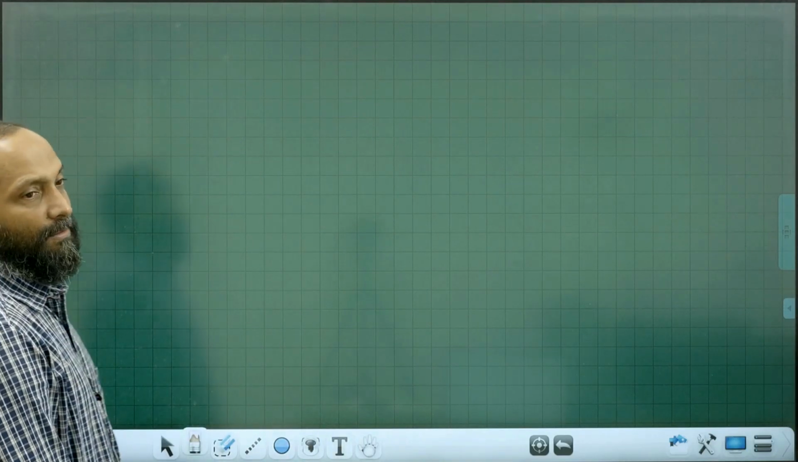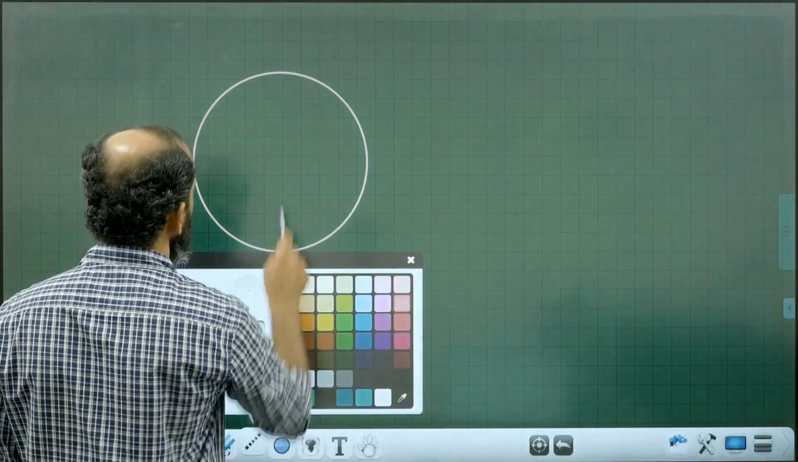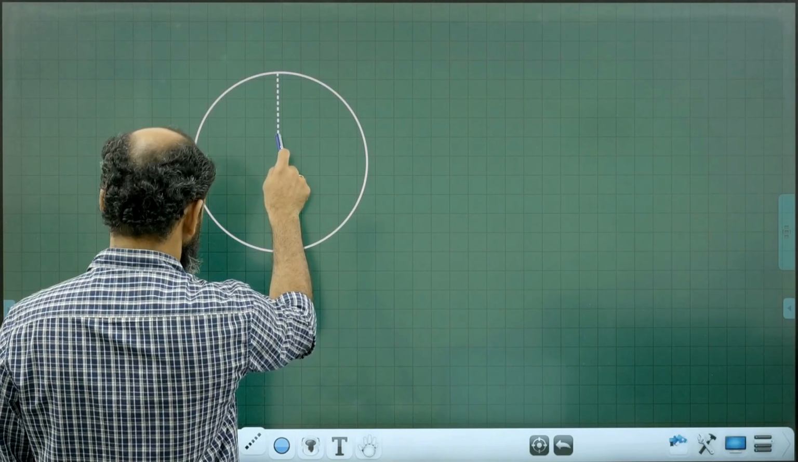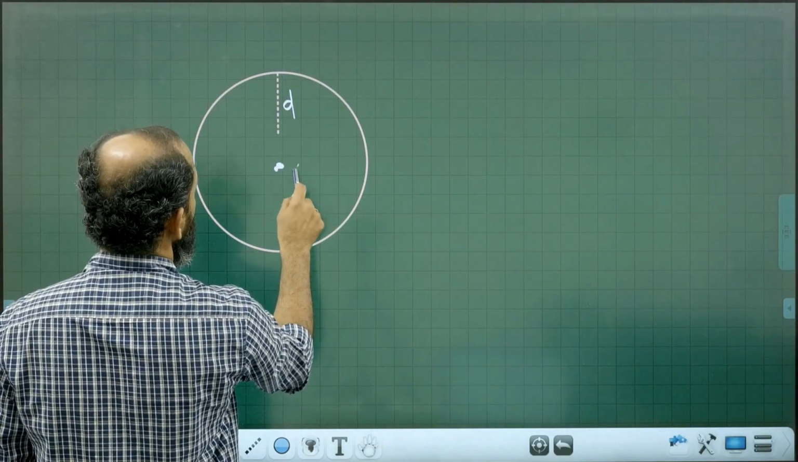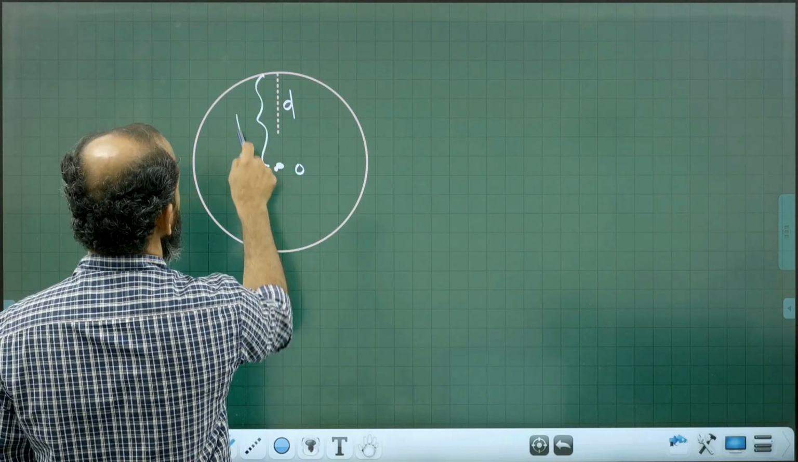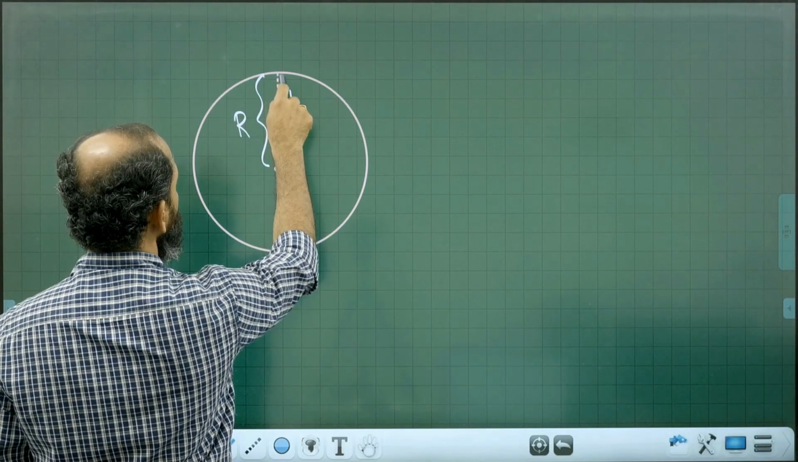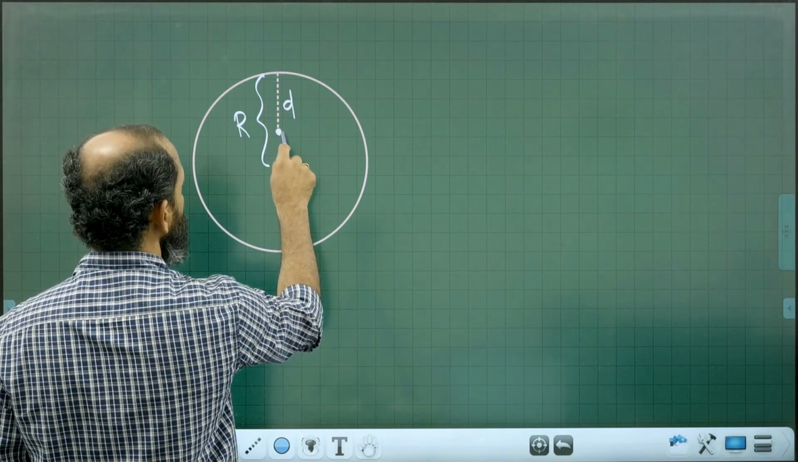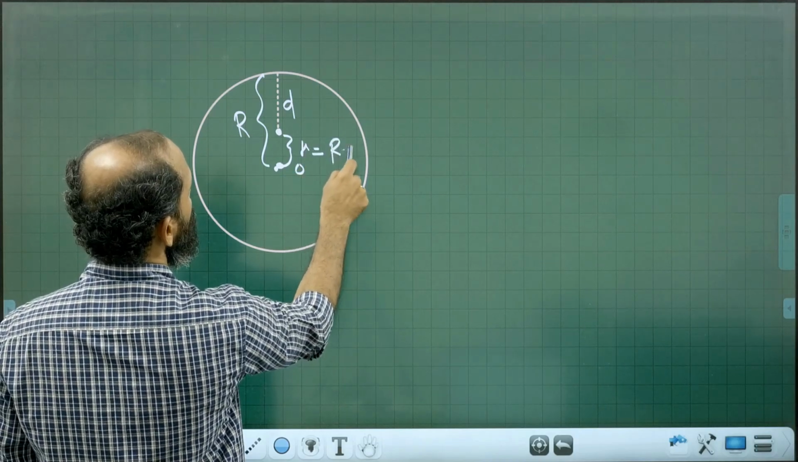Then acceleration due to gravity varies with the depth also. When you move from surface to depth d, let the center be O, and this total distance is R. Let this be the position at a depth d from surface. Depth is measured from surface. So the rest of this distance is small r, that is equal to R minus d.